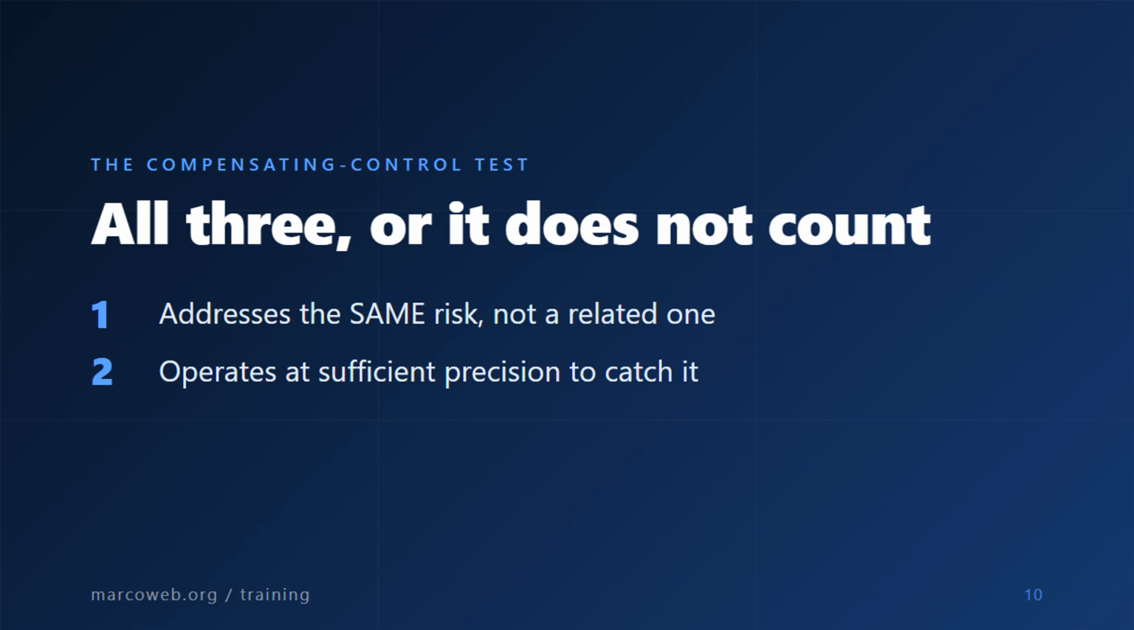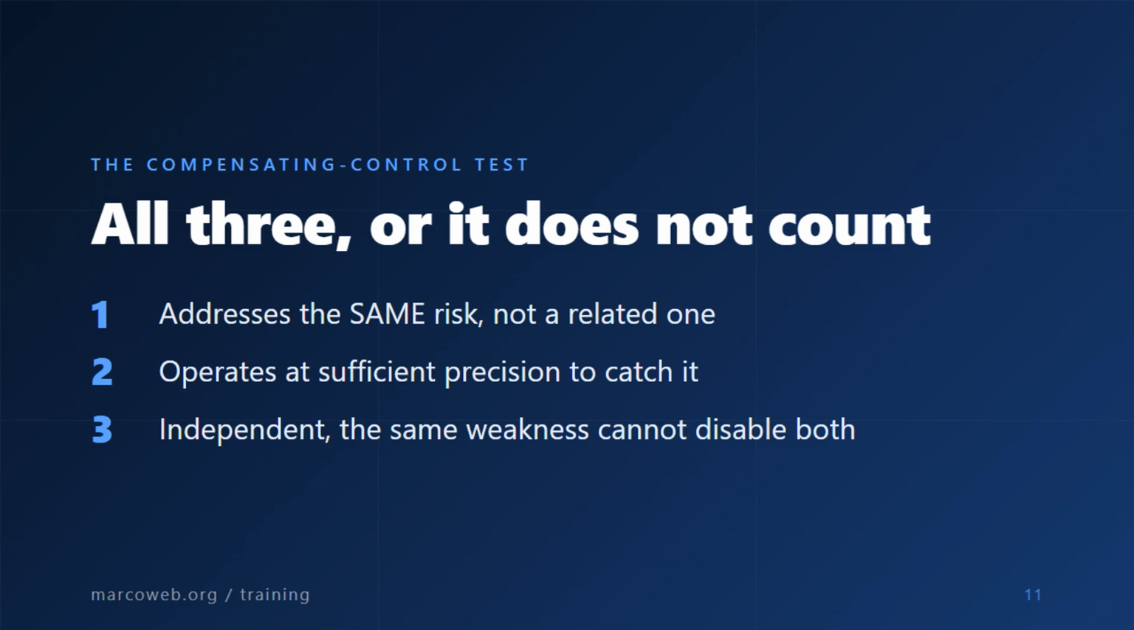A high-level management review would not detect a single inappropriate transaction, so it does not compensate for a control that was meant to. And third, it must be independent, so the same weakness does not disable both controls at once. Same risk, sufficient precision, independent. Miss any one of the three and it is not a compensating control.